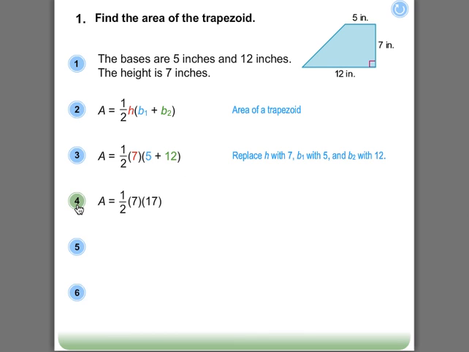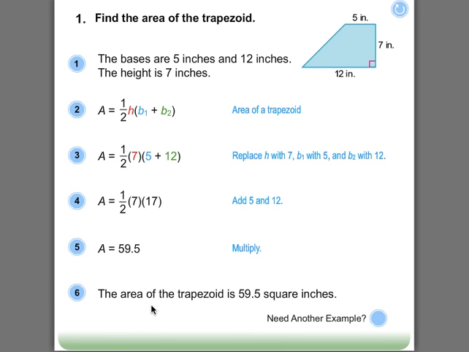Now we're going to add those together. So we're going to have 1/2 times 7 times 17, right? 7 times 17, because 5 plus 12 is 17. And that's 59.5 because we solved all of this, right? 1/2 times 7, and we take that and multiply it times 17, and we get 59.5. So the area of this trapezoid is 59.5 square inches. Make sure you're putting in the information like square inches, square feet, square meters, or meters squared, however you want to say it. It's really important.